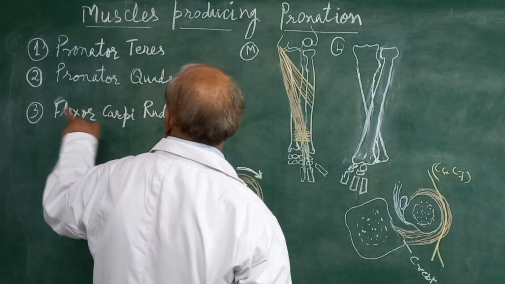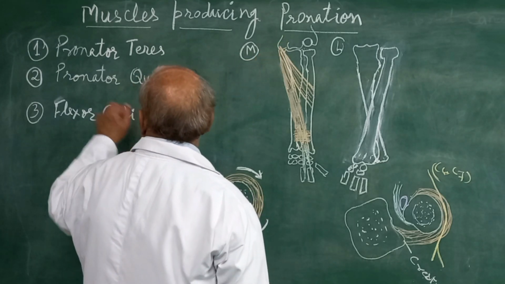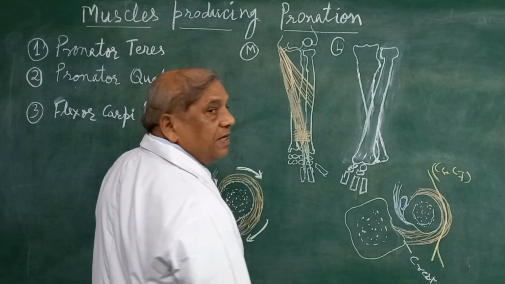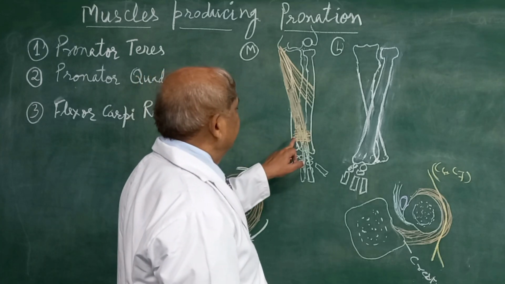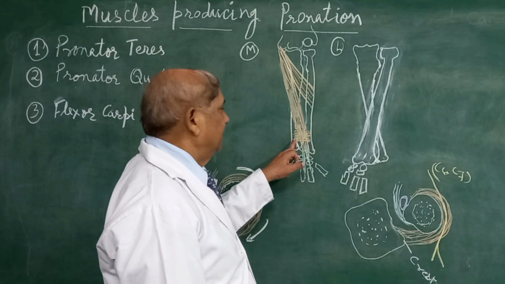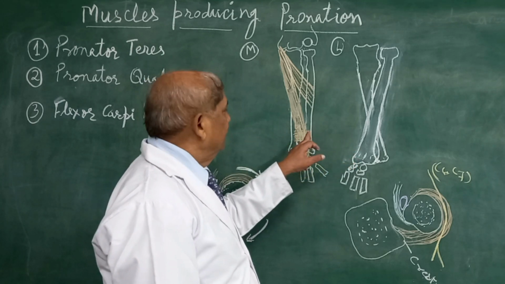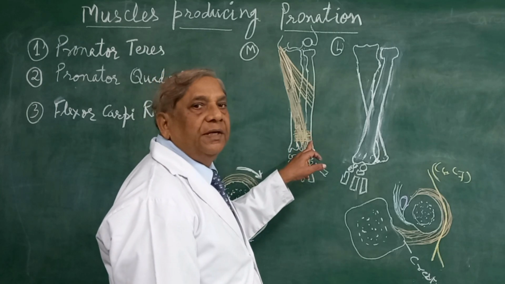The third muscle which is necessary for producing the pronation is called the Pronator quadratus, and it takes origin from the anterior aspect of the lower part of the ulna, and its fibers directly go towards that of the radius.